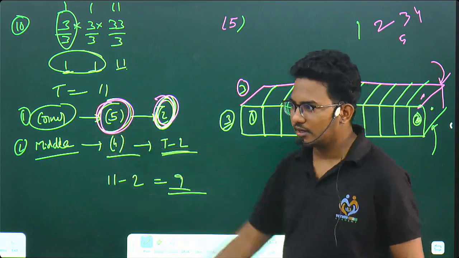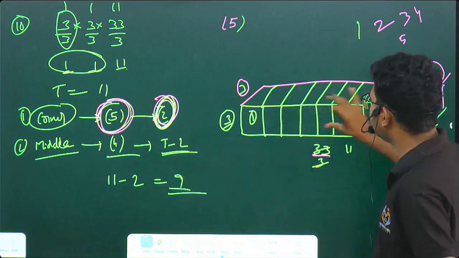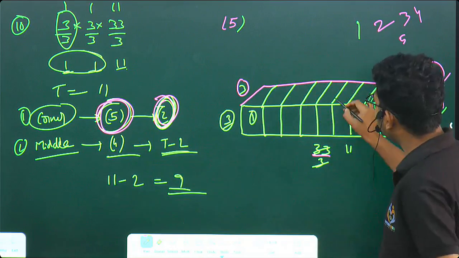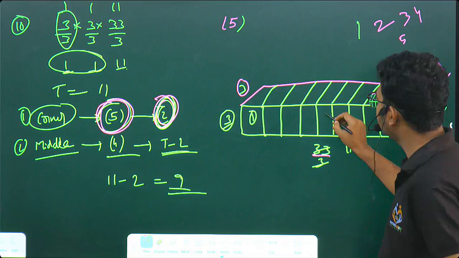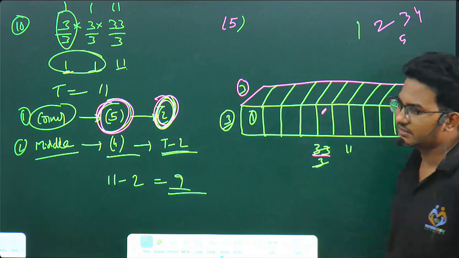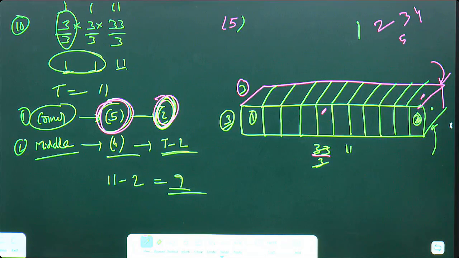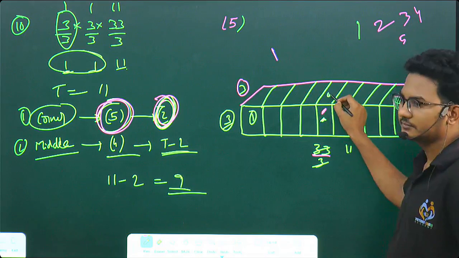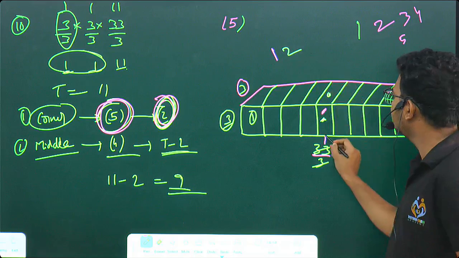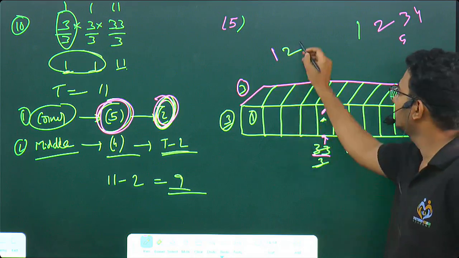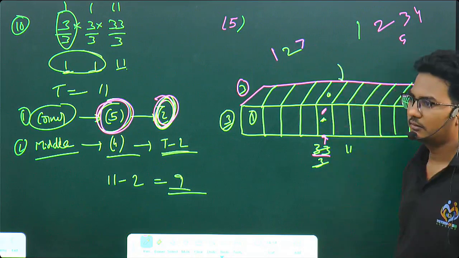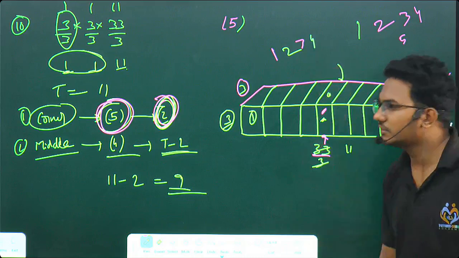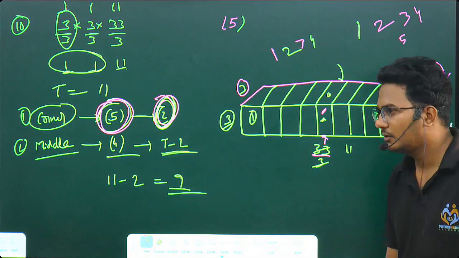Understood? Now, the middle one, which means these. Okay. Now tell me, this one I have picked. Now tell me how many surfaces are painted here? Is this surface painted? 1. Is this? 2. And this one? Yes, 3. And this one, 4. So how many surfaces are painted? 4.